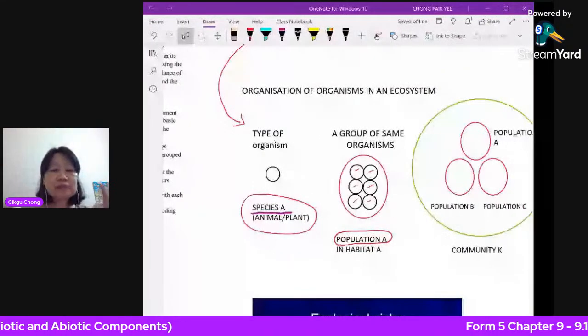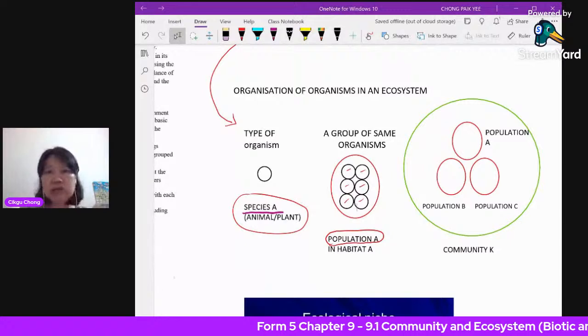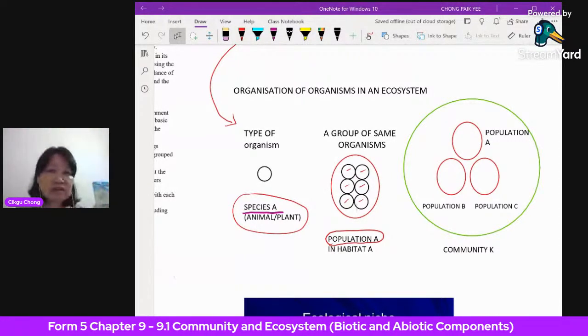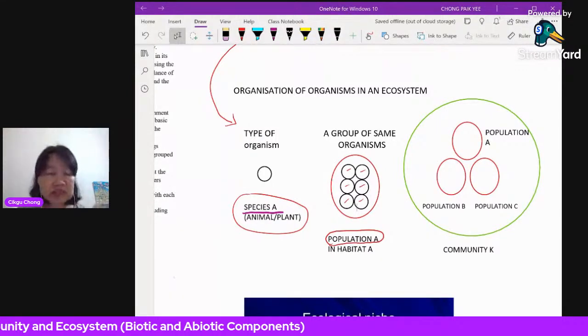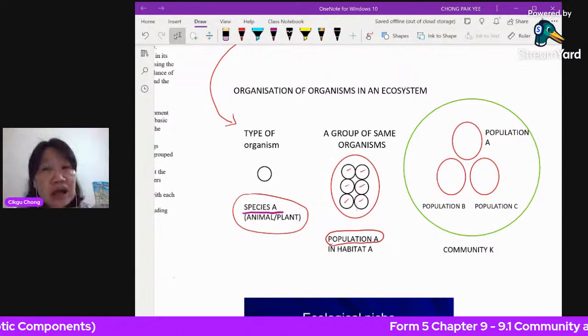Okay. Now, in that area where these elephants stay, it cannot be only elephants. Elephants are going to eat what? They must have their food. It must have the grass. It must have trees, whatever. It must have vegetation, it must have plants. And of course, there are other animals living together with the elephant.